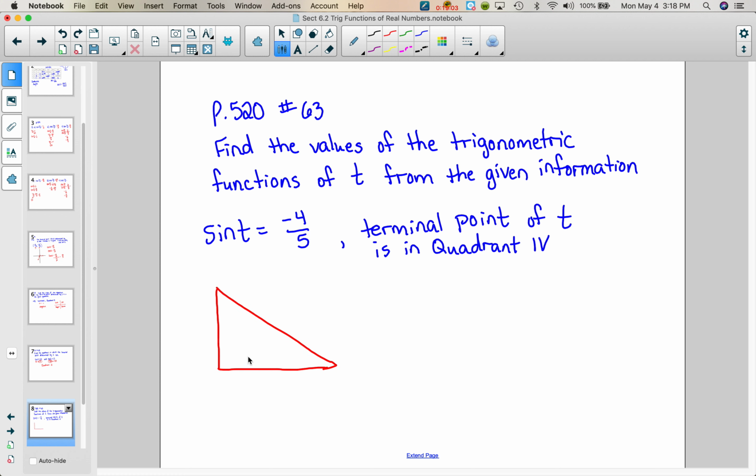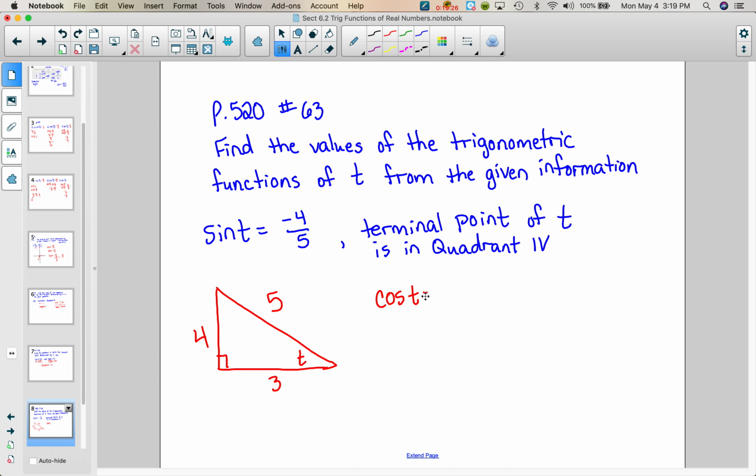And it's the generic triangle. I guess we should call it a t this time instead of a theta because that's what it's called here. Remember, sine is opposite over hypotenuse. When you solve for the other side, this triangle is clearly not drawn to scale because when you do 5 squared minus 4 squared, you'll get 9, and so this is 3. And then you're going to determine all the other trig functions.